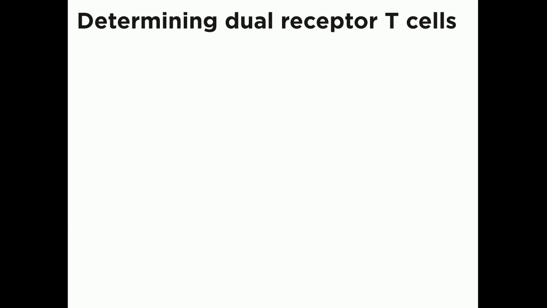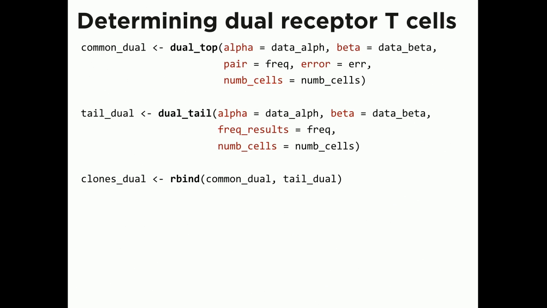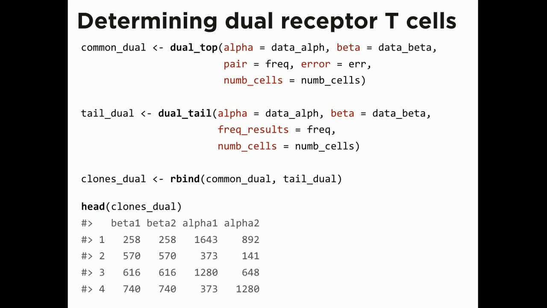One thing I didn't mention before: it's not quite true that every T cell expresses one unique T cell receptor. There are some T cells that express two different receptors by expressing two different alpha chains. So these two functions, dual top and dual tail, try to figure that out, and then we combine them together with rbind. This is a matrix, and then we get a list of candidate dual T cell receptors.